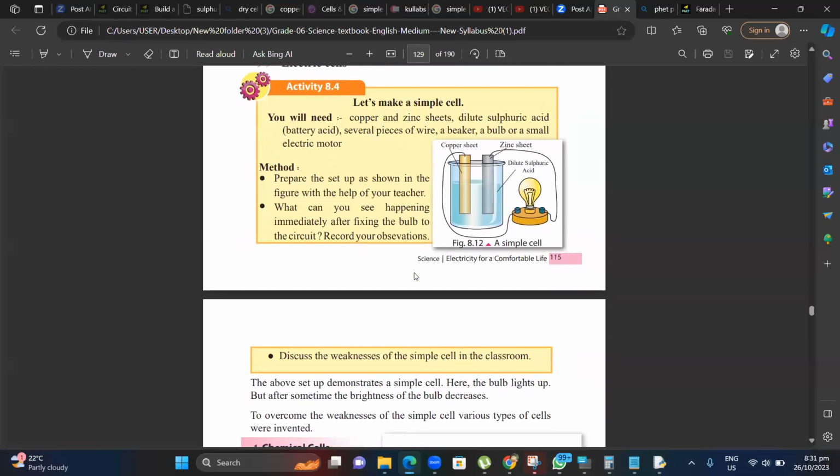Then to the simple cell. Let's do the simple cell practically, then we will understand how a simple cell generates current. If you use copper and zinc and also dilute sulfuric acid, you can create this simple cell. But the problem is it will not be enough to turn on a bulb.